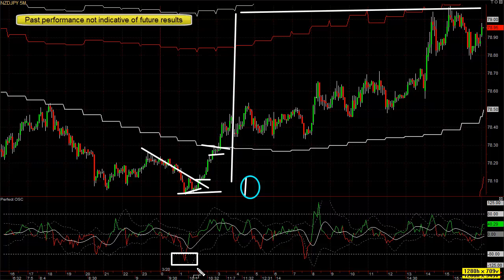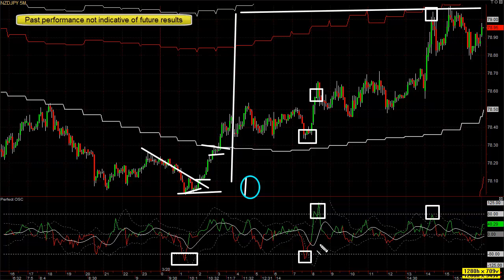This one's at the perfect oscillator was at an extreme low. Extreme low, notice it was done going down. It's at an extreme high right here. Right on this bar, actually right here. Went up a little bit more and then kind of went sideways for a while. It's at an extreme high right here. Notice that was the high of the move.